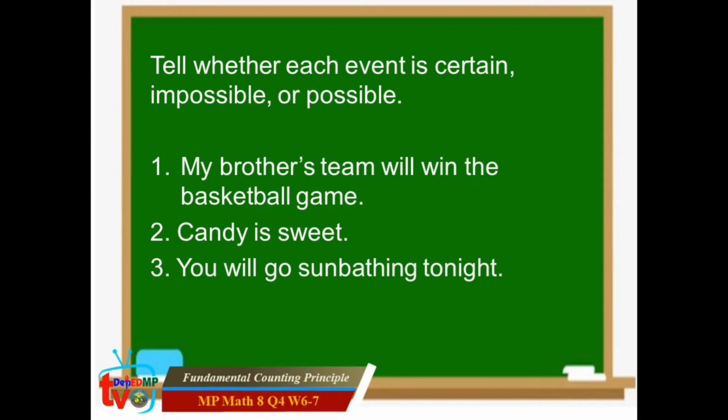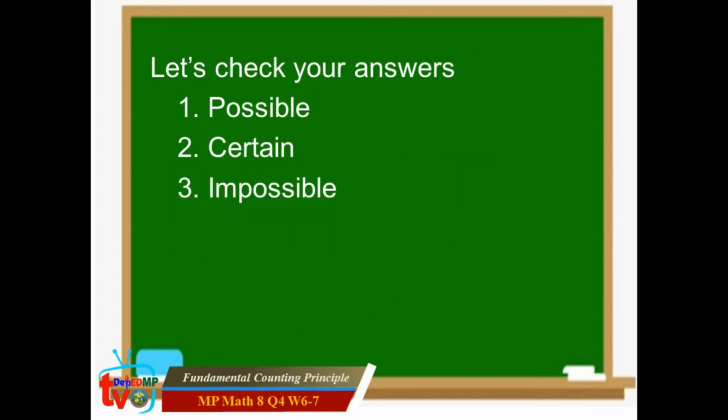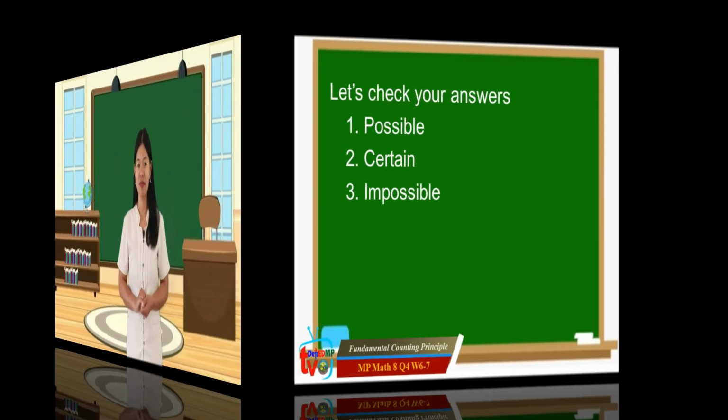Consider the following situation. Tell whether each event is certain, impossible, or possible. 1. My brother's team will win the basketball game. 2. Candy is sweet. 3. You will go sunbathing tonight. Let's check your answers. 1. Possible. 2. Certain. 3. Impossible.